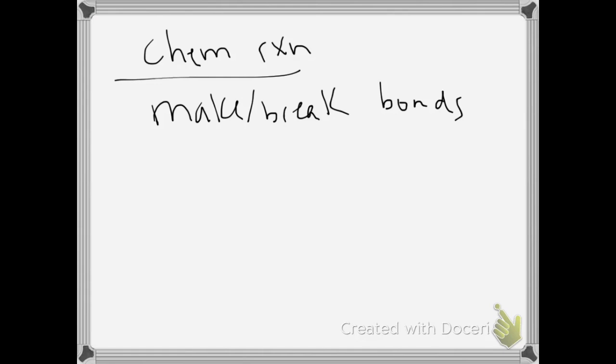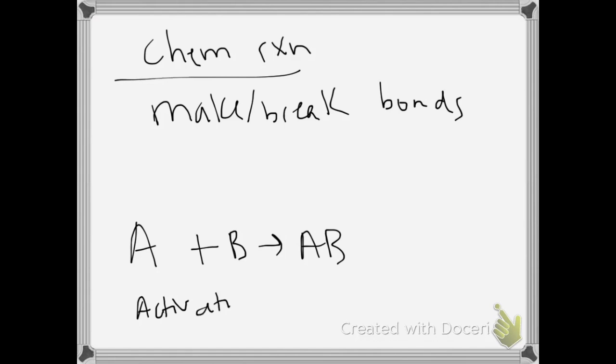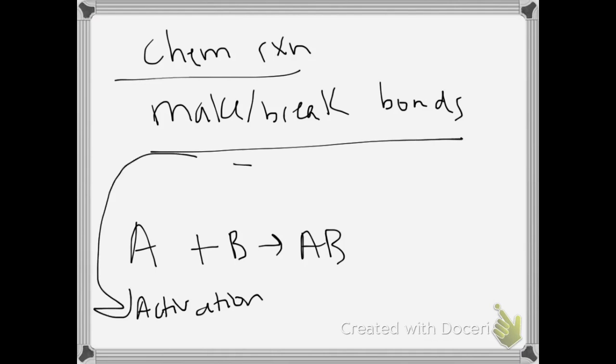To be able to have these collisions happen, for example, let's say I have A plus B, and I want to make this into AB. For this to happen, you have to reach activation energy. Activation energy is a broad term that has to do with all those things we talked about, which was orientation of the molecules, enough force to actually break and make bonds, temperature, all that stuff. So activation energy is the energy needed for a chemical reaction to happen. To make or break bonds, you have to have a certain amount of energy put into it. Okay?